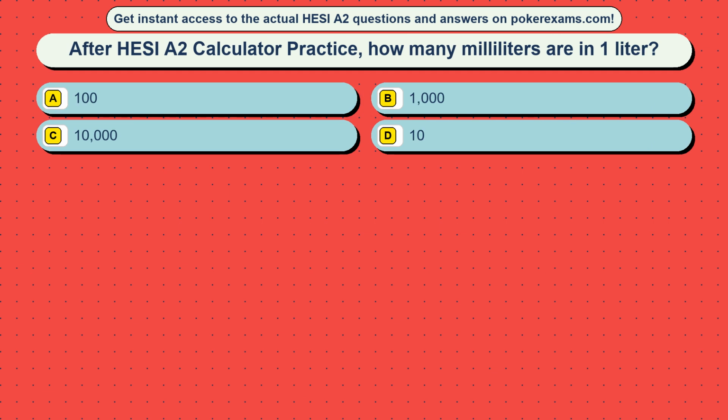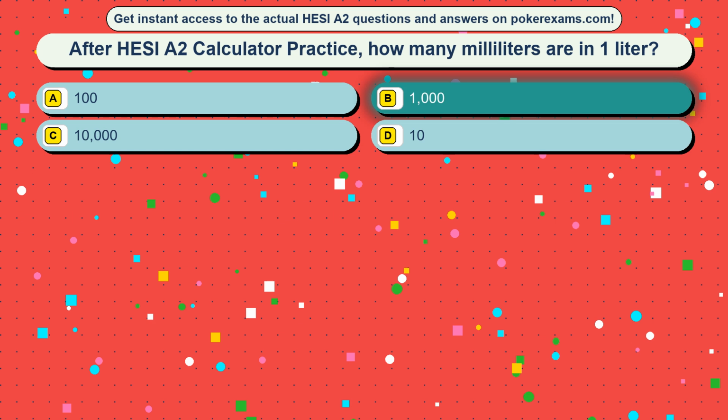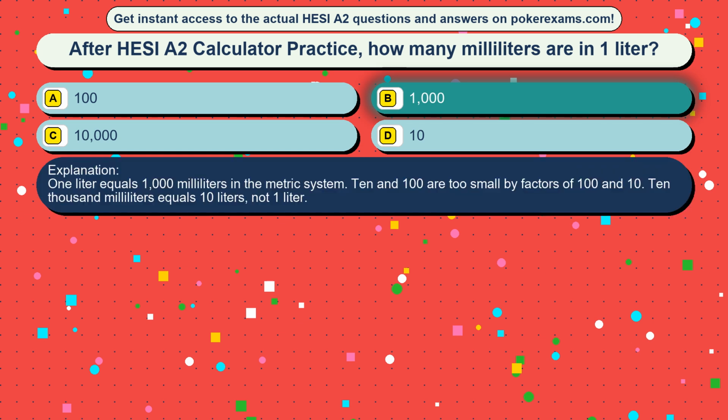Question 46. After HESI A2 Calculator Practice, how many milliliters are in 1 liter? Option A, 100. Option B, 1000. Option C, 10,000. Option D, 10. The correct answer is option B, 1000. 1 liter equals 1000 milliliters in the metric system. 10 and 100 are too small by factors of 100 and 10. 10,000 milliliters equals 10 liters, not 1 liter.